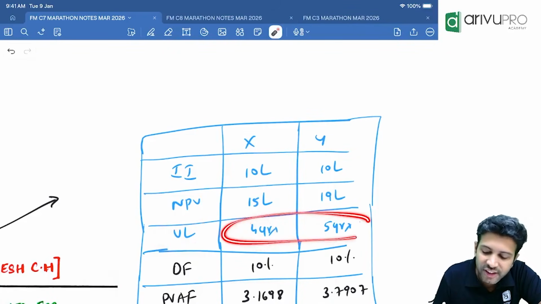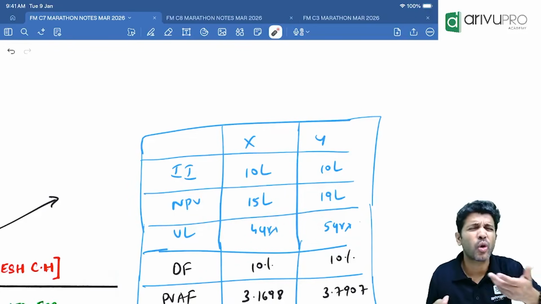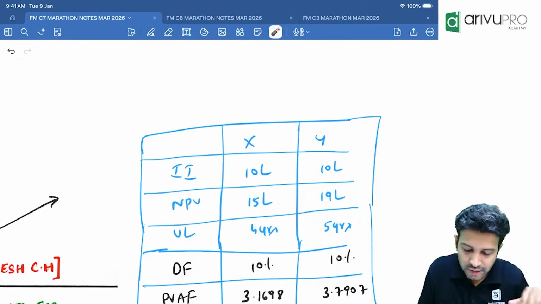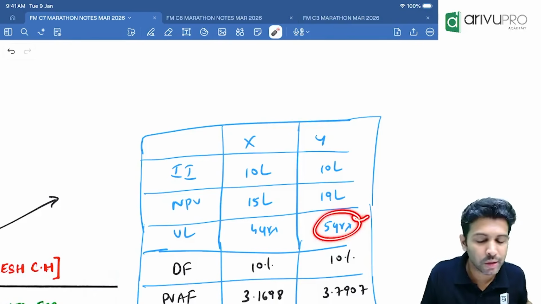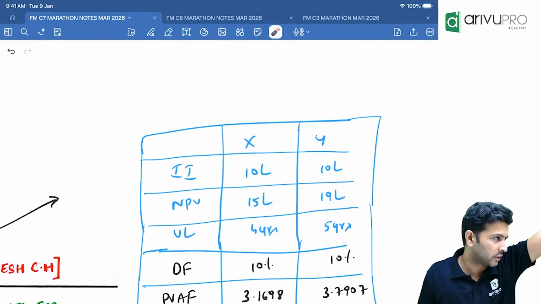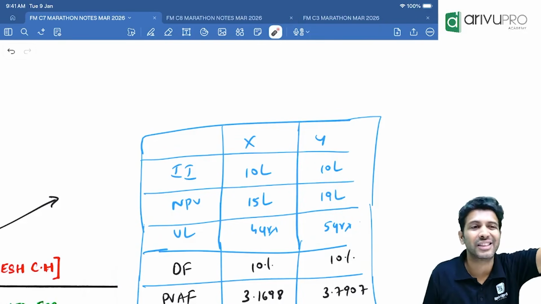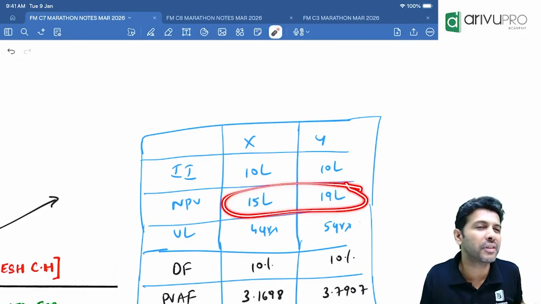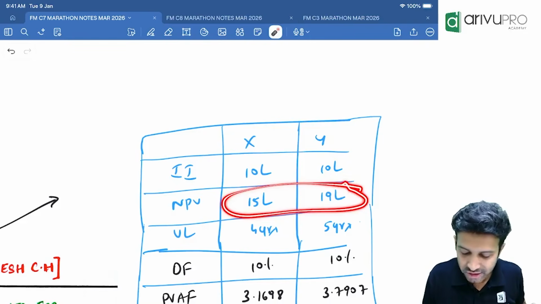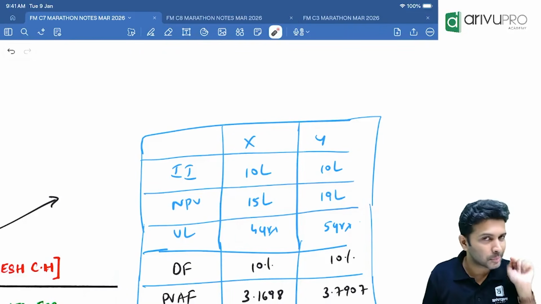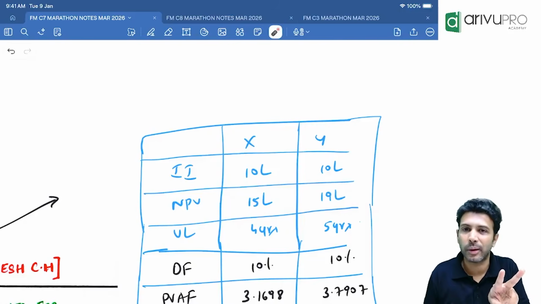So life is same or different? So it's common sense, no? If you run the project for a longer duration, you will get the same benefit or higher benefit? Higher benefit. The longer the project is, the benefit will also be on the higher side. So here, taking the decision only based on NPV is correct? No, because is life same or unequal life? So unequal life. So this is a special case where the life is unequal.